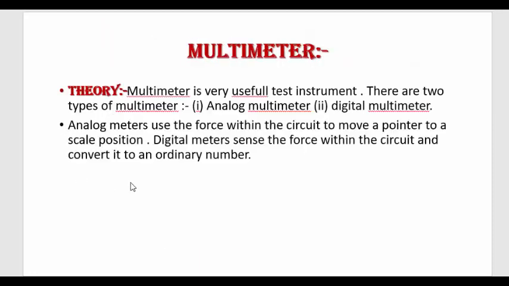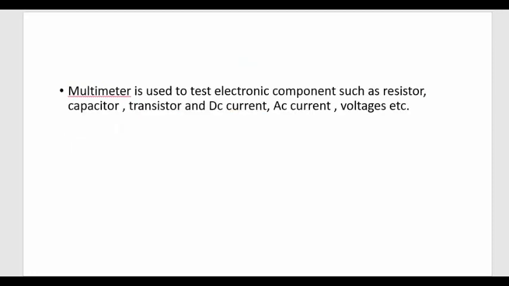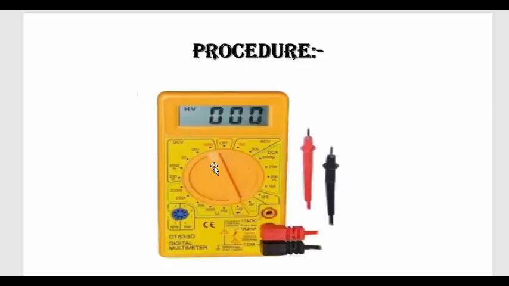So an analog multimeter uses the force to move the pointer on the screen, and a digital multimeter uses the force to convert the value into an ordinary number. By operating a multi-position switch, this is the multi-position switch.